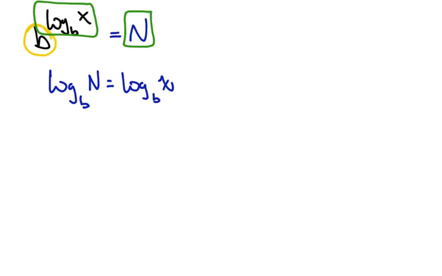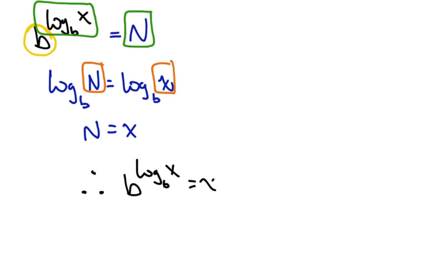And it should be fairly obvious once again now that these two are equal to each other. n equals x. Giving us that super sweet result again, that b to the log base b of x is equal to x. Once again, if the base of the exponent and the base of the log are the same, they cancel each other out. So it takes a fairly complicated looking expression and turns it into a simple one pretty quickly.